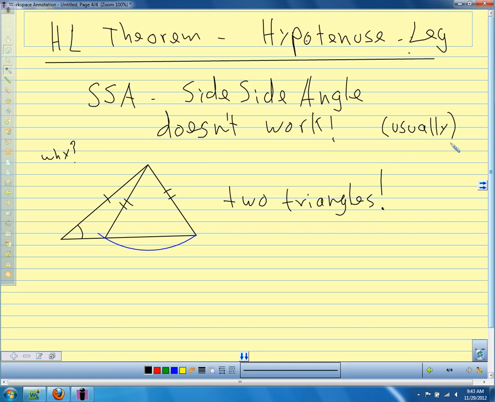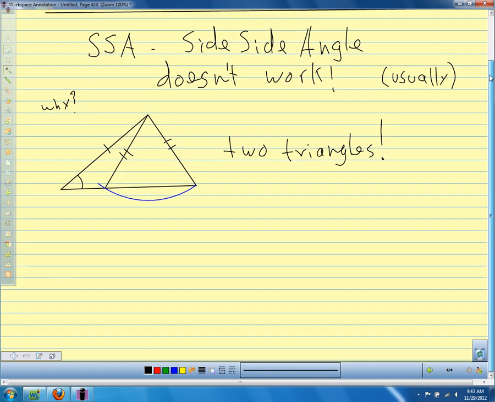Now the reason I wrote "usually" here comes back to our hypotenuse leg. The one time that side-side-angle will work, let me draw the triangle here. And this is a 90-degree angle. Here's my angle, here's my side, here's my other side.